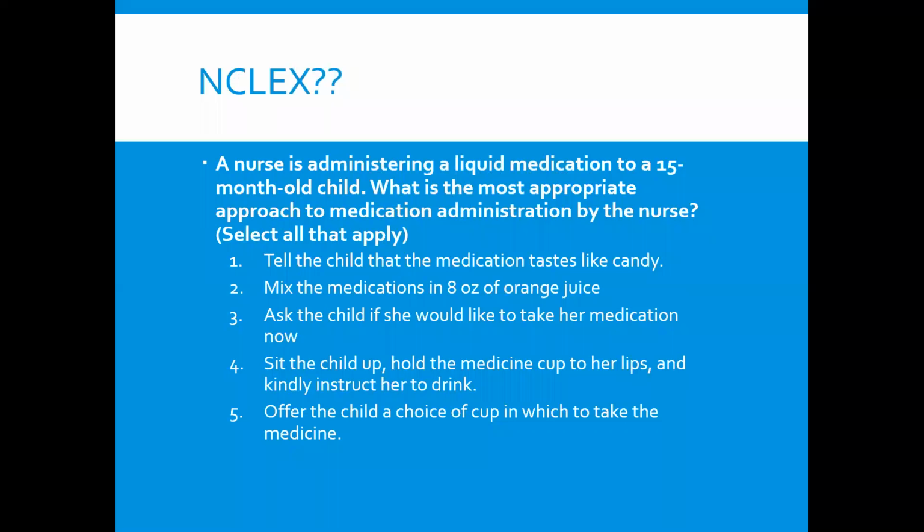So answers 4 and 5 are the correct ones. We can't do 1 because it's lying. For 2, we can mix it in 8 ounces, but for a child to drink 8 ounces is pretty unlikely. Once we put it in there, it's diluted throughout, so they have to drink the whole 8 ounces. Ask the child if they want to take it, but like I said, they'll usually say no. Giving them a choice lets them have control. That's why we want to give them a choice. And if you give them the medicine cup and instruct them to drink it, they feel like they have a little bit of control over that as well.